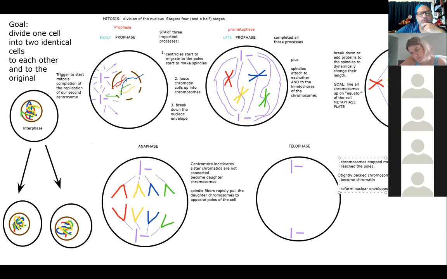However, where we had one nuclear envelope before, how many nuclear envelopes are we going to need here? Two, absolutely. So really, it's not so much that we're reforming a nuclear envelope, but instead, what we're doing is forming two nuclear envelopes that will form two complete nuclei as a result of that.